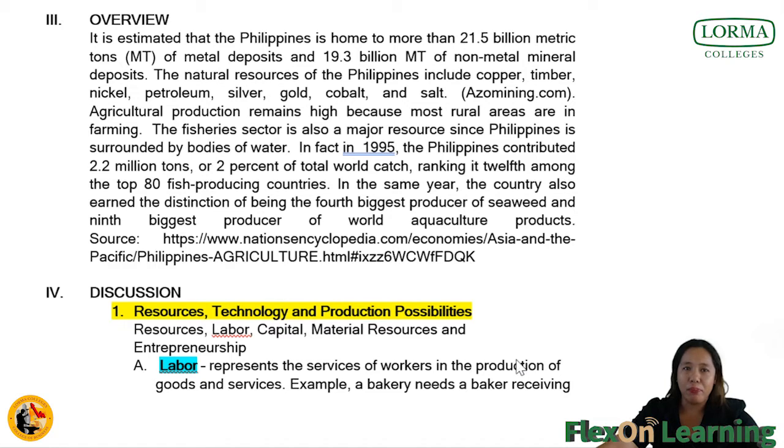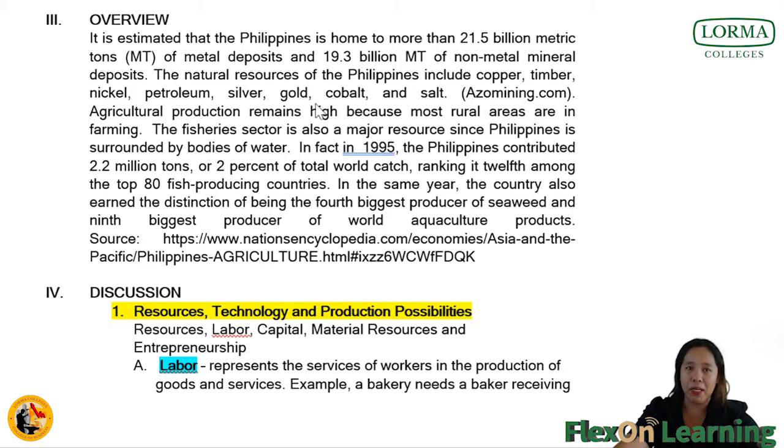When we say production in the Philippines, let us see what can we produce, what do we have. We start with what we already have. It is estimated that the Philippines is home to more than 21.5 billion metric tons of metal deposits and 19.3 billion metric tons of non-metal mineral deposits. We are talking about copper, timber, nickel, petroleum, silver, gold, cobalt, and salt.